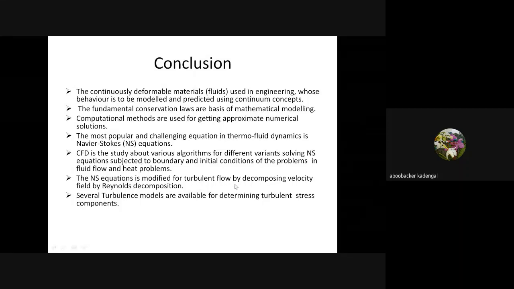The Navier-Stokes equation is modified for turbulent flows by decomposing the velocity, the Reynolds decomposition. The original Navier-Stokes equation is for laminar flow, but in most practical applications, the flow will be turbulent. So the Navier-Stokes equation is modified using the Reynolds decomposition to get the Reynolds averaged Navier-Stokes equation. There are additional stress components due to the fluctuating velocity component that have to be obtained from turbulence modeling. Various turbulence models are available to determine the stress components.